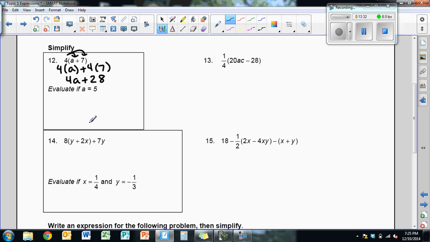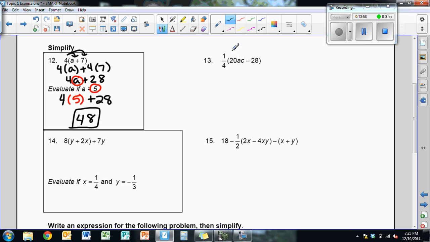Then it says evaluate if a equals 5. This means everywhere I see an a, I replace it with a 5. So I have 4 times 5 plus 28. These are all numbers here. Whenever you have all numbers, you can throw that straight in your calculator, which will give you 48.